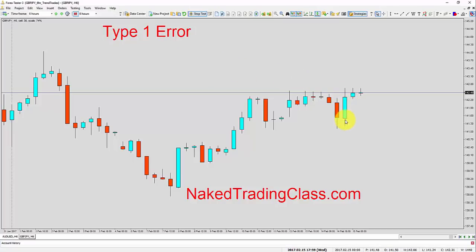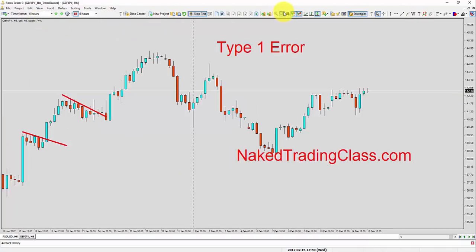So for example, let's say, actually this is a pretty good setup. I just paused the chart. When you fire up Forex Tester, which is where we are in here, it just runs off these candles and you have to pause it. So I paused it right here. Let's back this up and have a quick look at what's going on.